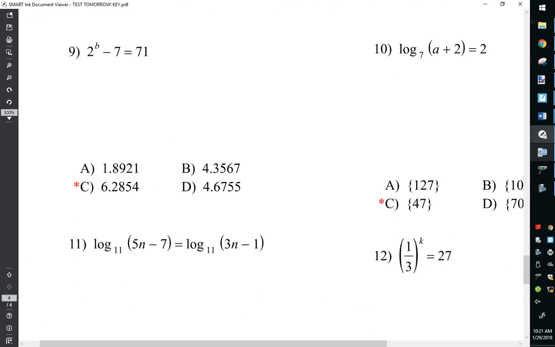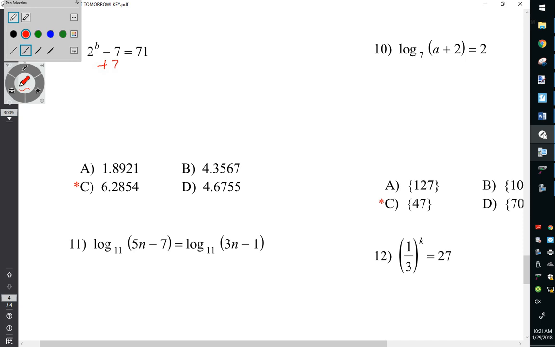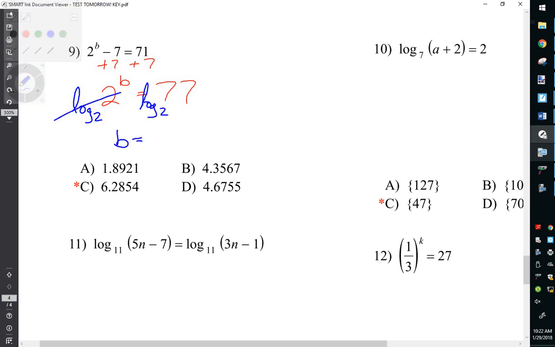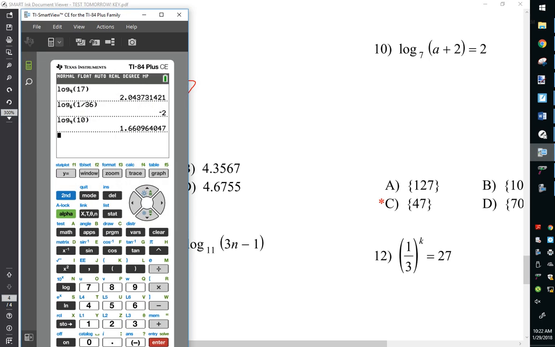Number 9, same type of problem. Start off here by adding 7 on both sides. 2 to the b equals 77. I can't rewrite 77 with the same base, so instead we're going to get rid of the 2 to the power by doing log base 2 on both sides. Over there it cancels. On the right side, I'm doing log base 2 of 77.